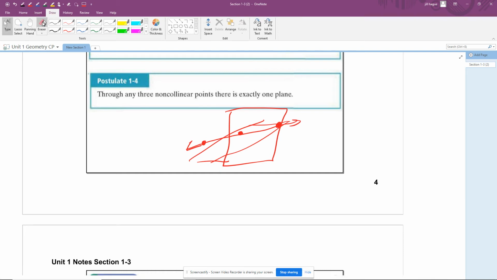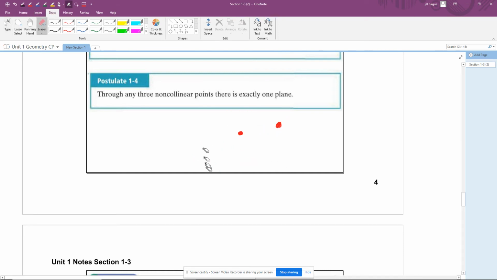Okay. However, if I erase that and I give myself 3 non-collinear points, the only thing that could go through that is 1 singular plane. And that's why when we name a plane, we need 3 points. Okay, because 3 points always define a plane. You can't draw me 3 points that aren't in a straight line that form more than 1 plane. Okay, so that's another postulate to understand.